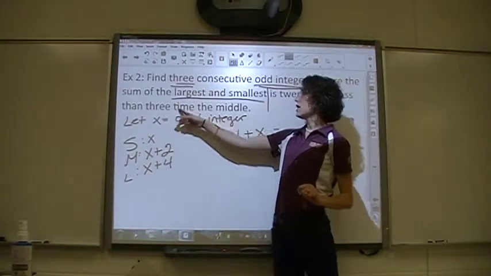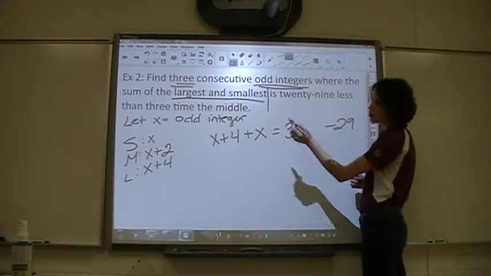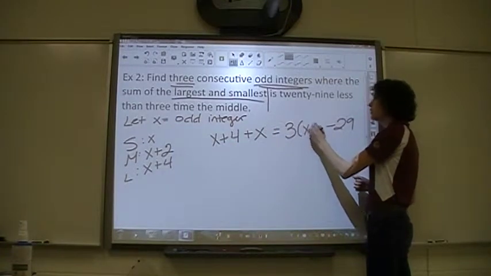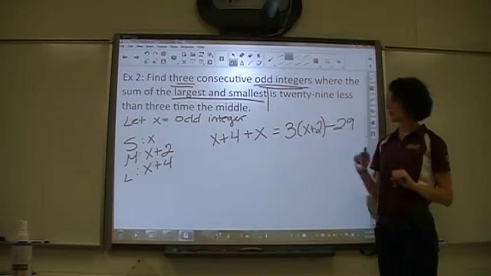And then 3 times the middle. So we would have 3 and then times the middle. Your middle is x plus 2. So you need to have your x plus 2 in parentheses because it's 3 times this whole number right here.